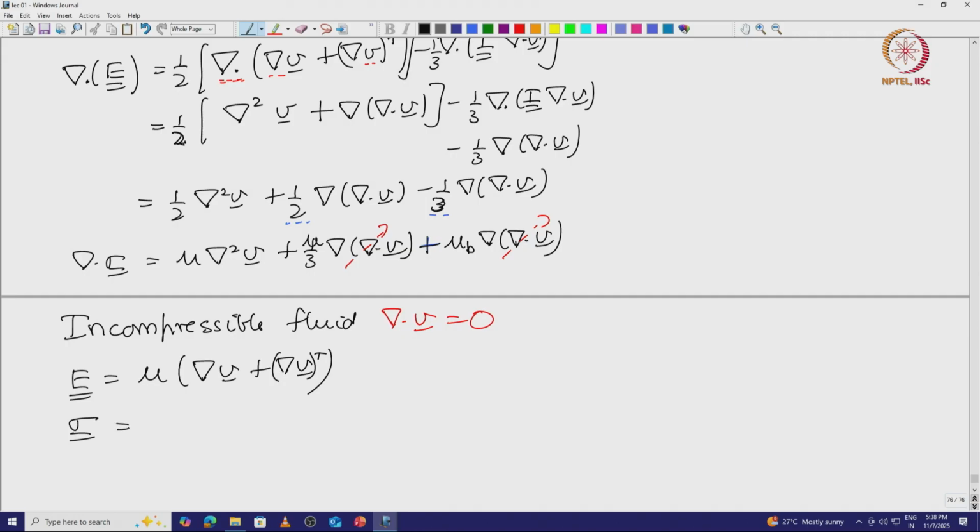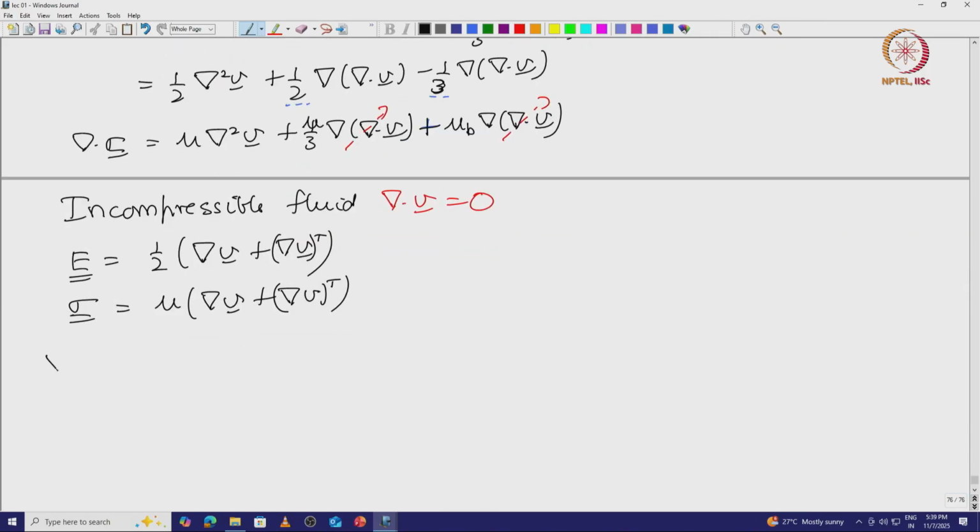Sigma will be equal to, sorry, this is not E, E is 1/2. And the divergence of sigma, from this expression here, will be equal to mu times del square V. The divergence of sigma is equal to mu times del square V.